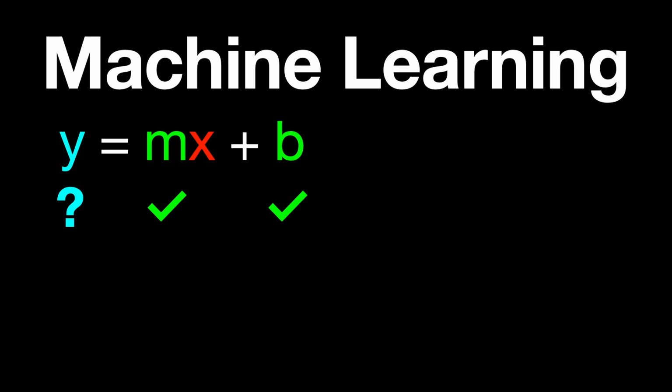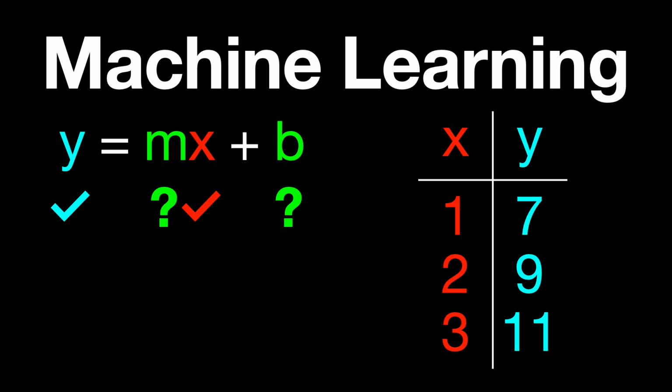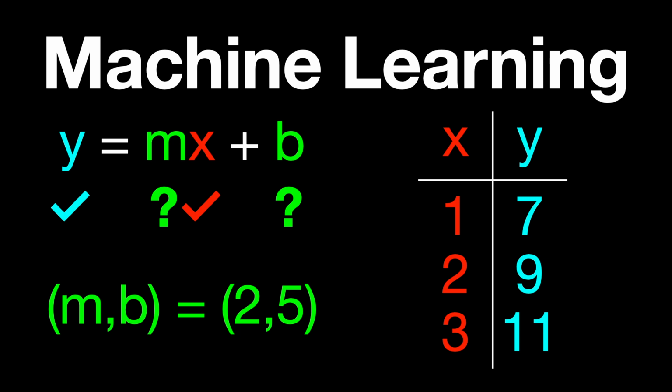Rather than knowing the parameters and computing the output, in the setting of machine learning, we instead hope to know the input and output and compute the parameters. Say we are given that when x equals 1, y equals 7. When x equals 2, y equals 9, and when x equals 3, y equals 11. The goal of learning is to figure out from these input and output what are the values of m and b, the parameters that get the job done. In this case, the values of m equals 2 and b equals 5 accurately map these inputs to these outputs.